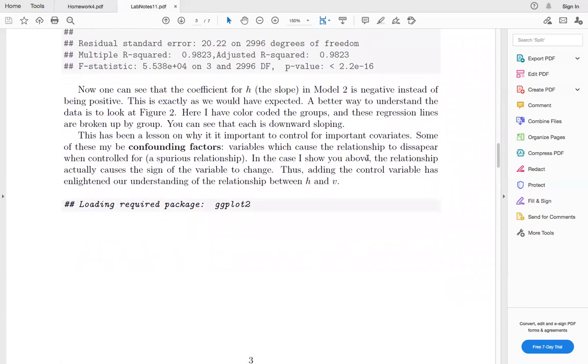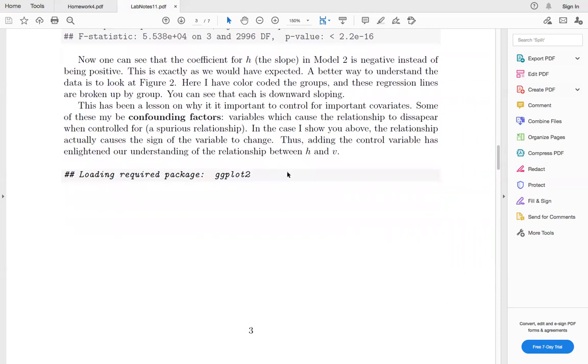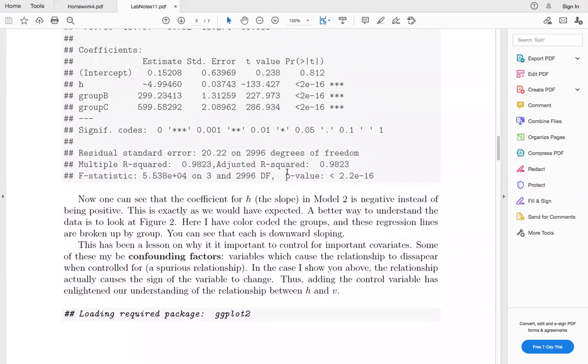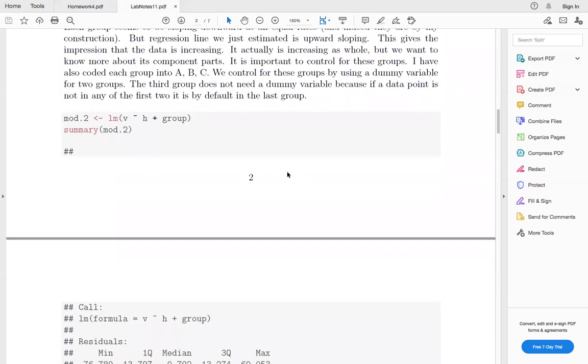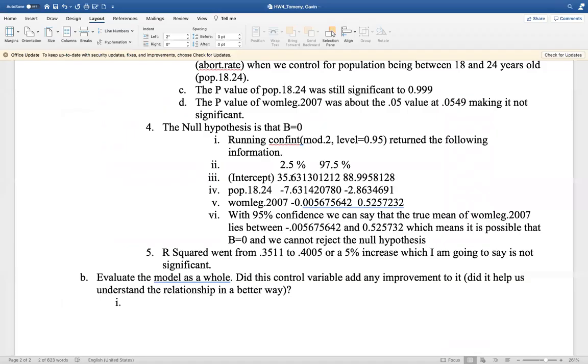Color-coded regressions. This has been a lesson. Some of these may be confounding factors, variables, relationships, controls for each relationship, relations that actually cause the size of a variable to change, and thus adding control variables and latent understandings. So, yeah, no, I'm not seeing anything else in there.